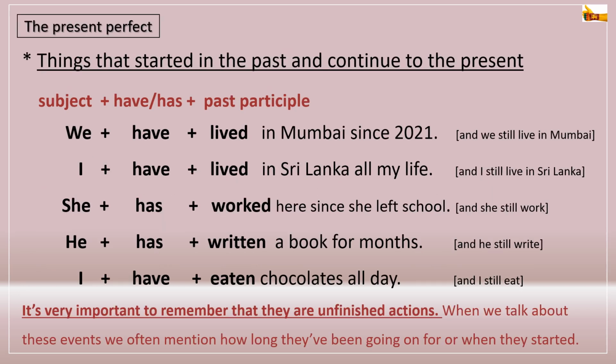Things that started in the past and continue to the present. Here are some examples. We have lived in Mumbai since 2021. I have lived in Sri Lanka all my life. She has worked here since she left school. He has written a book for months. I have eaten chocolates all day.